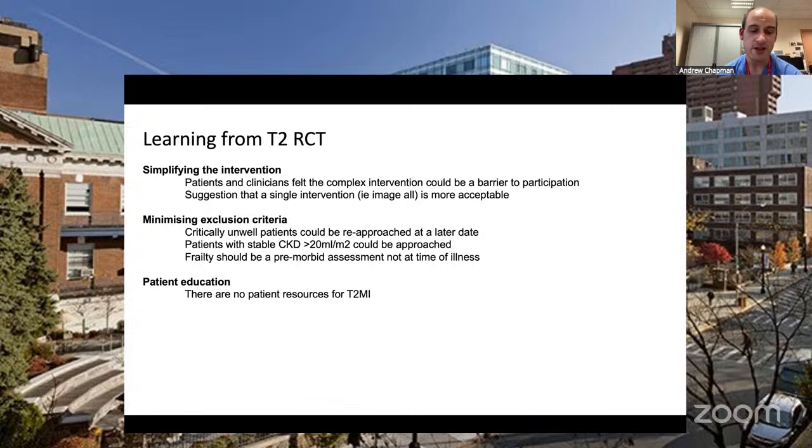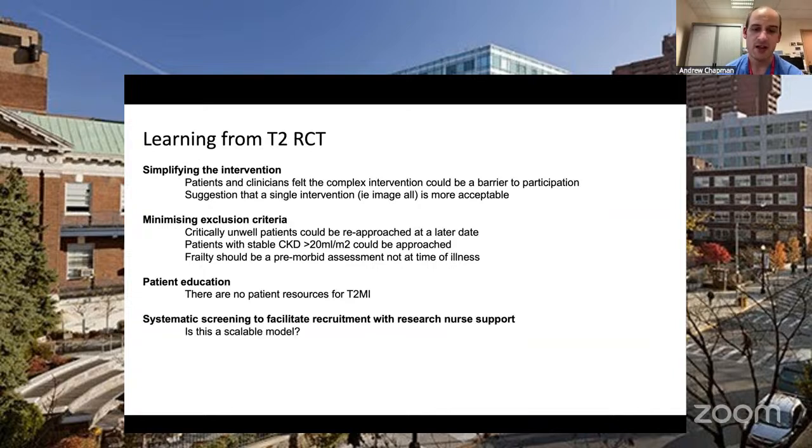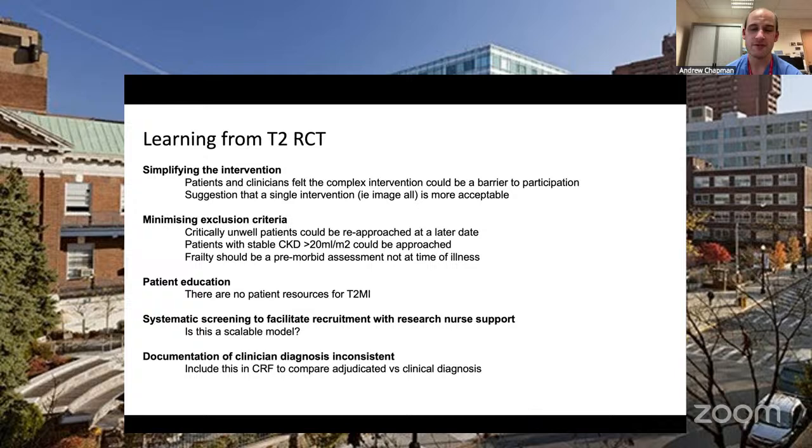We know actually that there are really no patient resources that are dedicated for type 2 myocardial infarction. And even in a literature review I undertook last week, it's all type 1 myocardial infarction that's been repurposed. There's nothing specific. And patients really struggle with this because certainly in the United Kingdom, the guidance for driving is that type 1 and type 2 myocardial infarction are treated the same. I've alluded to the fact that systematic screening is a very labor-intensive task, and this may not be a scalable model.